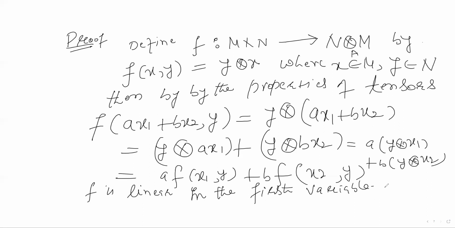Now similarly, F is seen as linear in the second variable.